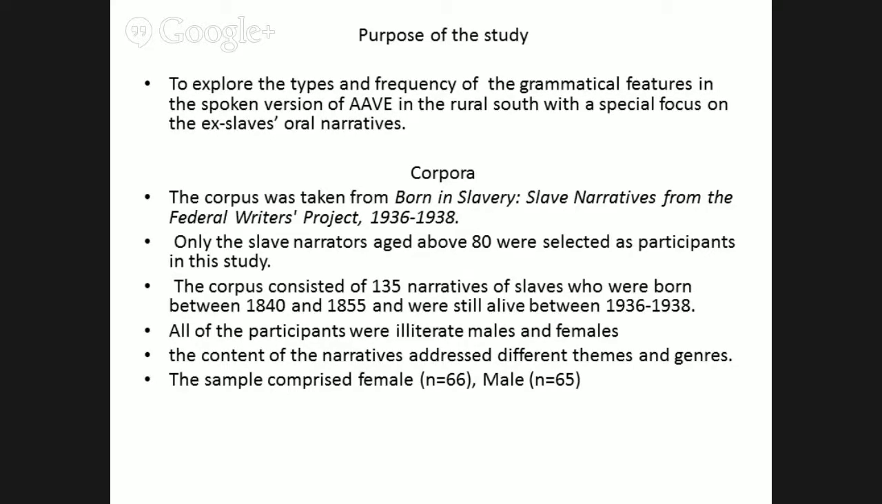The purpose of this study is to explore the types and frequency of grammatical features in the spoken versions of the African American Vernacular English in rural South, with a special focus on the ex-slaves' oral narratives. The corpus was taken from the slave narratives between 1936 and 1938. They were aged above 80 years, and the corpus consists of 135 different narratives from slaves who were born between 1840 and 1855, and some of them were born in the South, and some of them were brought. They were children when they were brought to slavery in the southern plantations. None of them spoke any language before that, so there's no possibility of creolization.